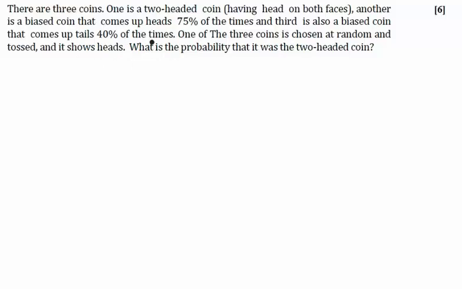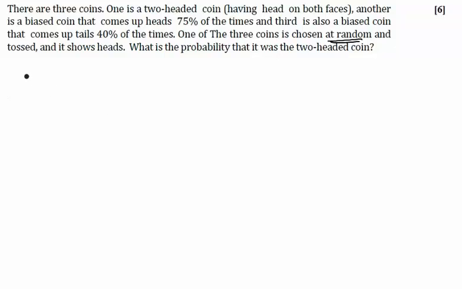Okay, so this question is a very standard question on the chapter probability. Let us try to understand this question. There are three different coins. One is a two-headed coin, which means it has heads on both the faces, another is a biased coin which gives heads 75% of the times, and the third is also a biased coin which gives tails 40% of the times. Now the question is, one of the three coins is chosen at random and tossed, and it shows heads. What is the probability that it was the two-headed coin?